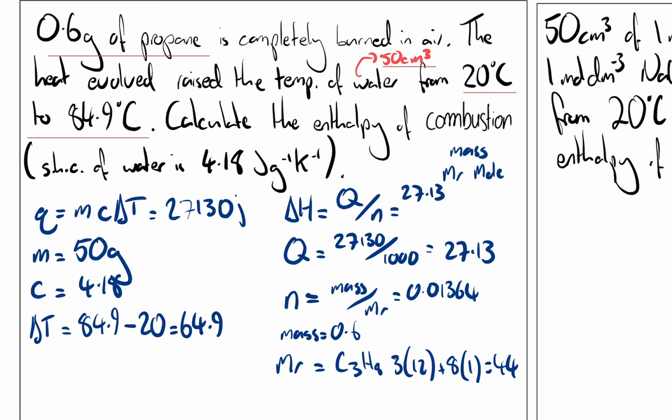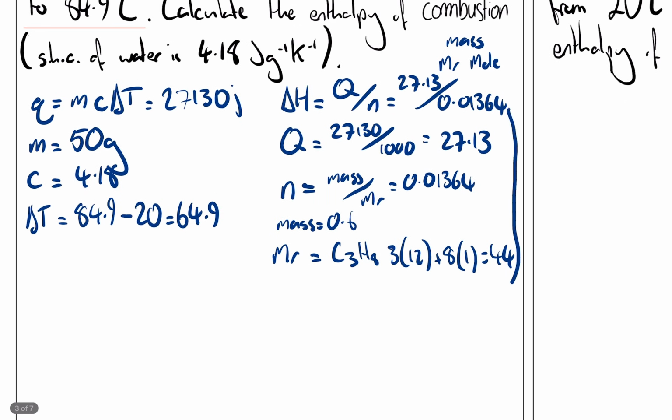27.13 divided by 0.01364, which gets us to 1989.